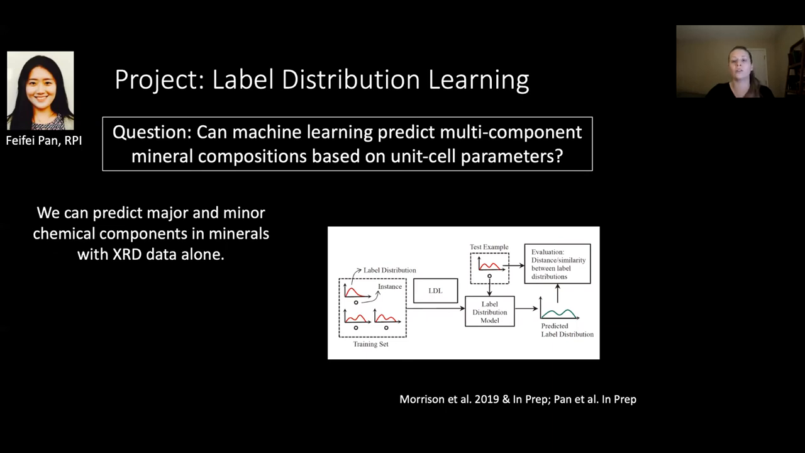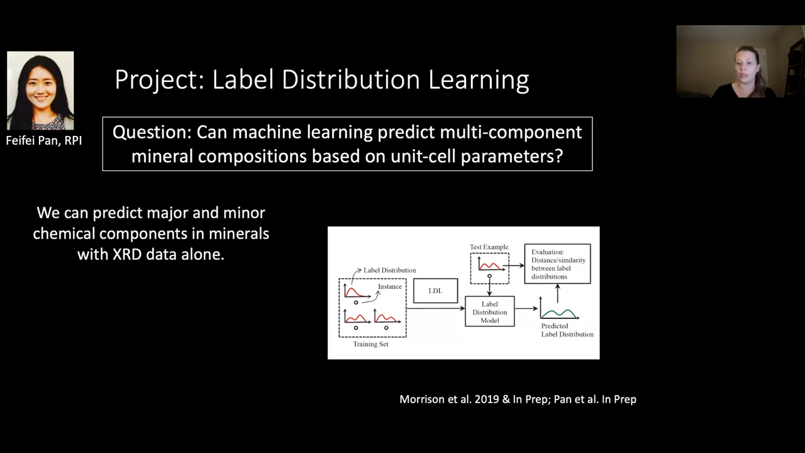So they're critical to answering the questions that we're asking on Mars. So I wanted to see if we could use machine learning to push the capabilities of CheMin and a spacecraft XRD in general even farther and ask the question, can we predict multi-element mineral compositions based on XRD data alone? The short answer is yes, we can.